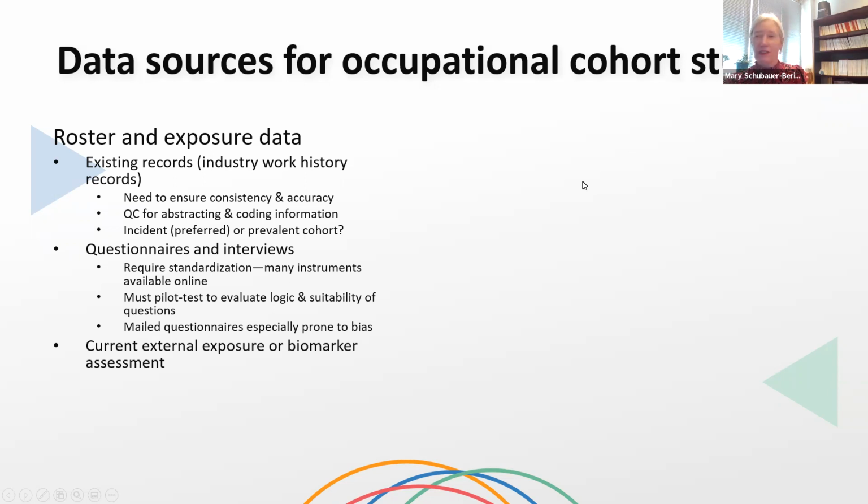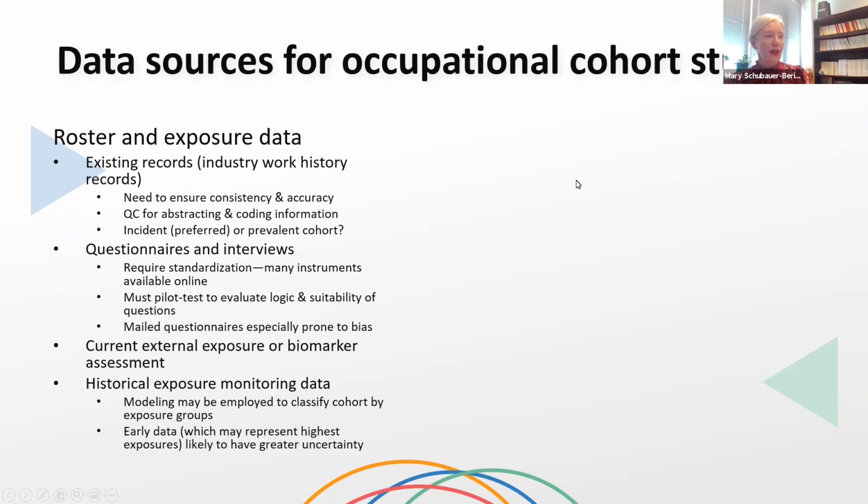You could also measure current external exposure or biomarkers to assess exposure. Or you could rely on historical exposure monitoring data. And I'm sure you're going to have some presentations by other speakers about the development of modeling to classify the cohort by exposure groups. You can use job exposure matrices to do such things. It is important to note that often in cohorts, a typical pattern is that earlier data will be less reliably measured, less reliably available, and subject to greater measurement error. And exposures also tend to be higher, because a common pattern is that exposure tends to decrease over time in occupational cohorts.